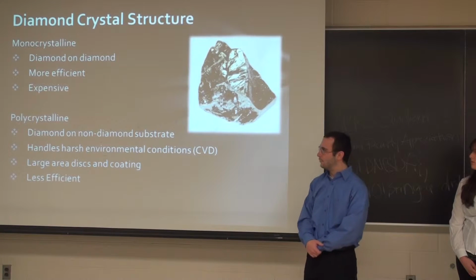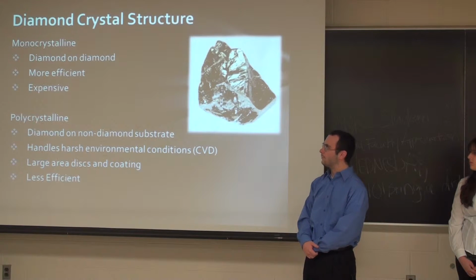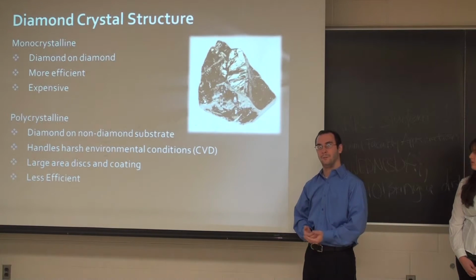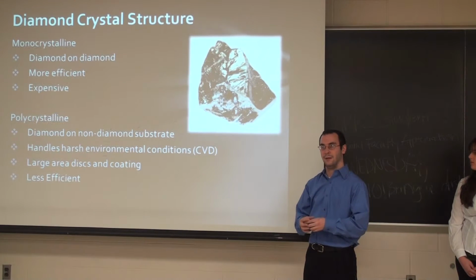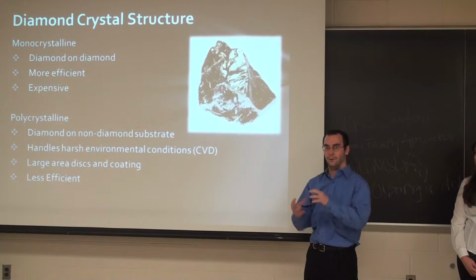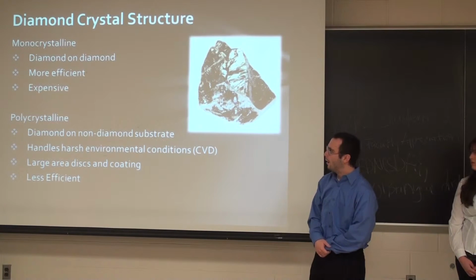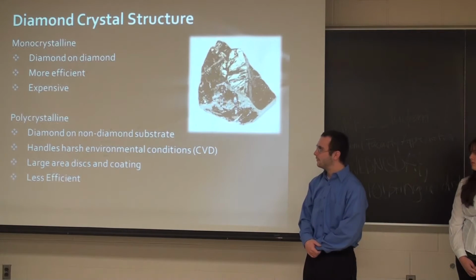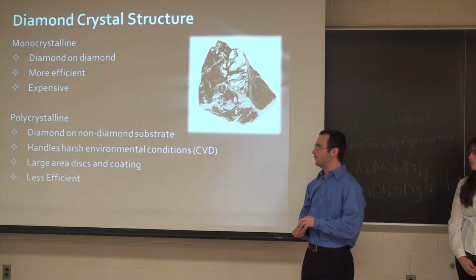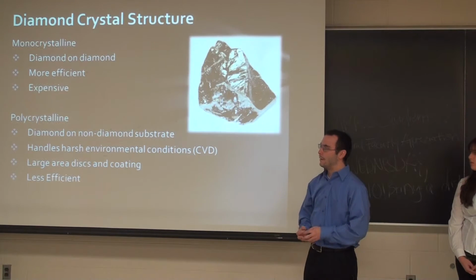And then here are just 2 different structures of the crystal. Monocrystalline, as Jessica was explaining before, is a diamond-on-diamond substrate, where you'll have the diamond substrate and you'll take diamond particles and add them on to grow it up into a single mono crystal structure. In terms of solar cells, it's more efficient, though the structure and making of it is usually more expensive.